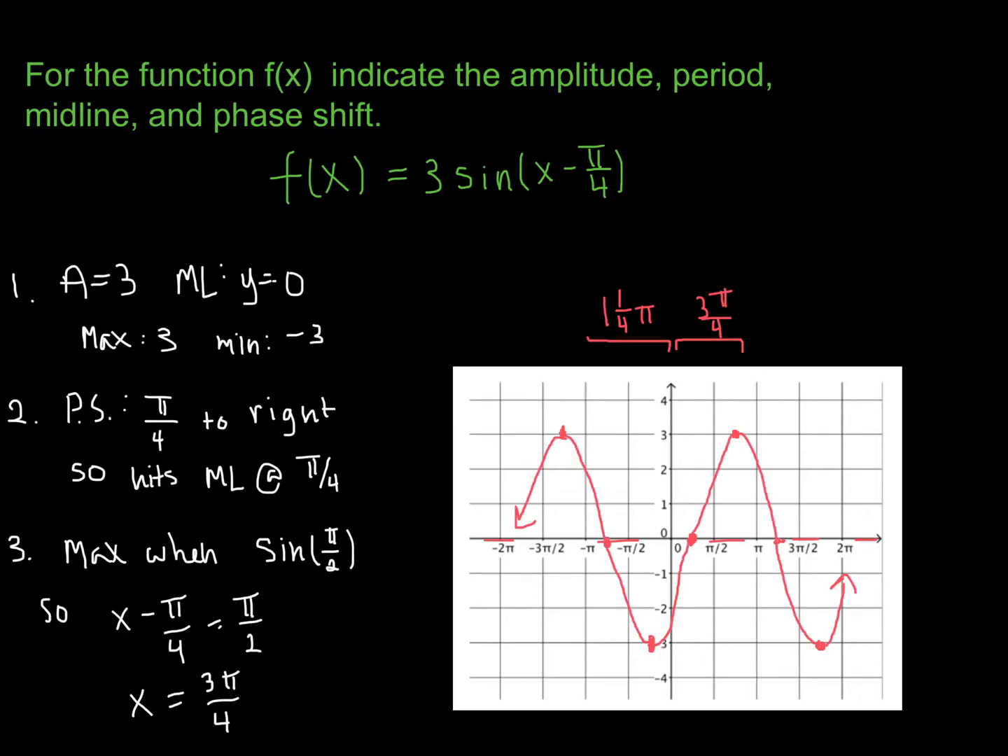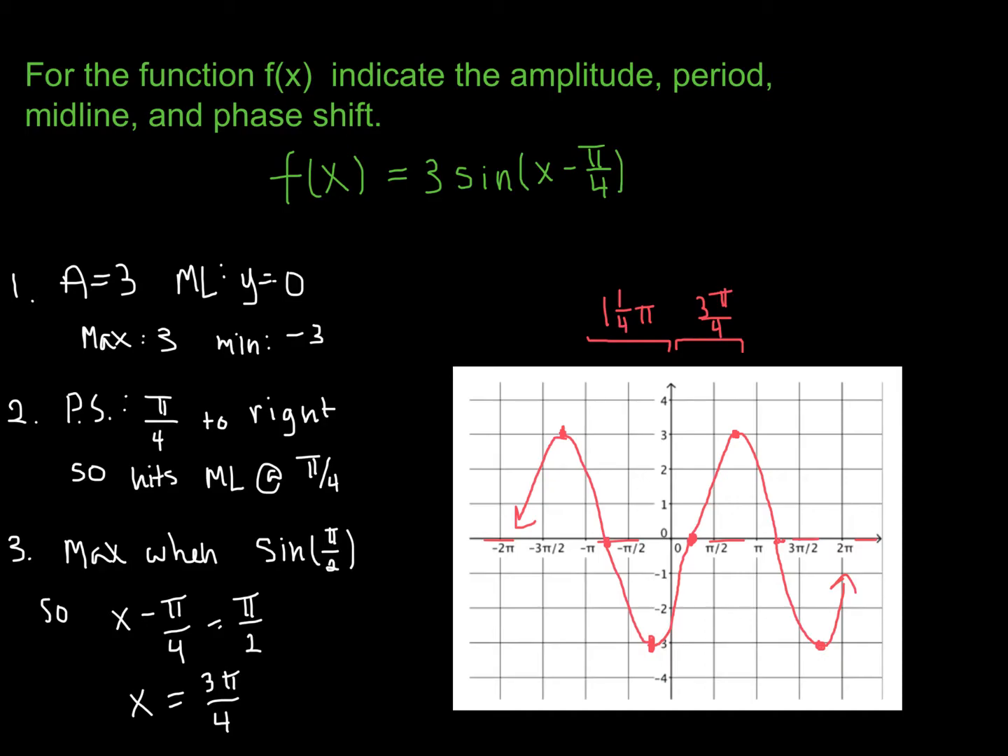All right, so here we have our completed graph. Notice the period is correct, the midline is correct, we have an amplitude of 3 stretched, and that there is a phase shift of pi over 4. So this point that would normally be the y-intercept of our sine function, since there is a phase shift, has now shifted pi over 4 units to the right.